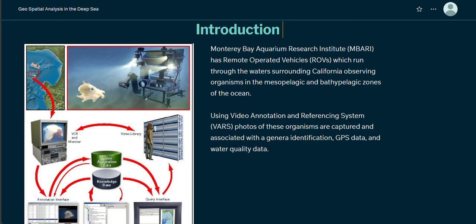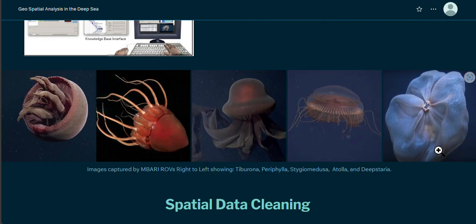So for a short introduction of what this project is about, basically we collect our data from the Monterey Bay Aquarium Research Institute, or MBARI, which has remotely operated vehicles, or ROVs, which run through the waters surrounding California, observing organisms in the mesopelagic and bathypelagic zones of the ocean. Utilizing their video annotation and reference system, also known as VARS, they associate photos taken by these robots and connect them to genera identification, GPS data, and water quality information. And so we can utilize all of this to gain greater context for the environment in which these organisms were found. So here are examples of what images from one of those ROVs might look like.